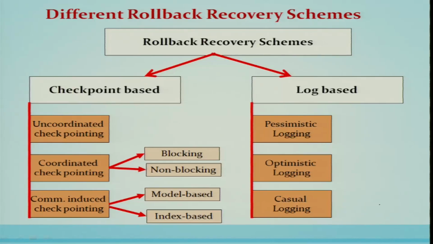Checkpointing based rollback recovery schemes are also classified into three different types. The first one is called uncoordinated checkpointing. The second one is called coordinated checkpointing. The third one is called communication-induced checkpointing. Coordinated checkpointing is further classified into blocking versus non-blocking checkpointing, and communication-induced checkpointing is divided into two types, model-based and index-based checkpointing. Log-based is classified into three different types: pessimistic logging, optimistic logging, and causal logging.